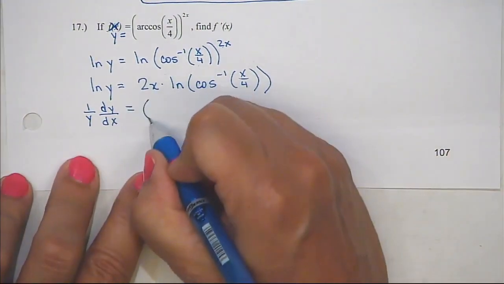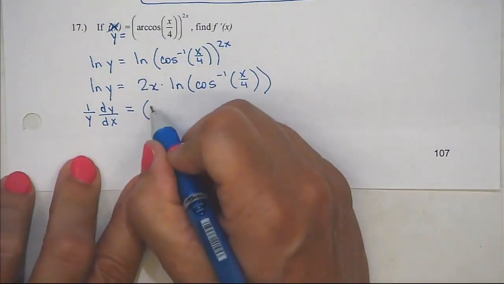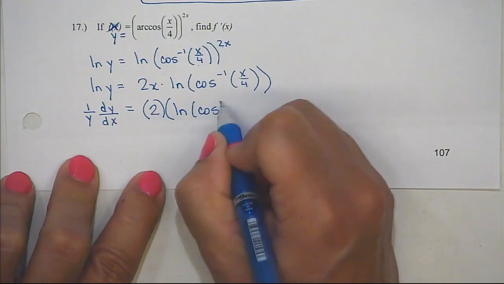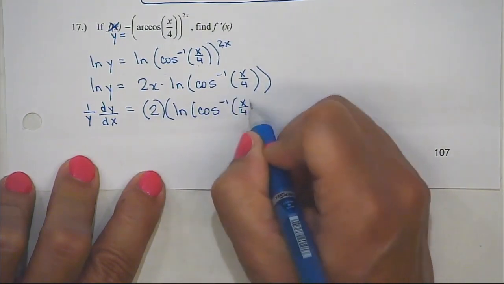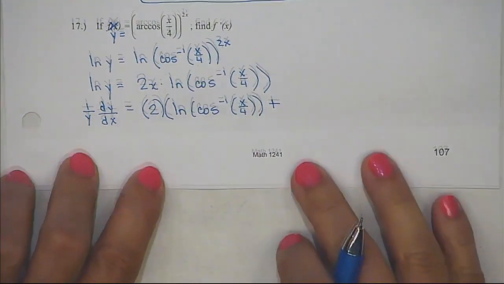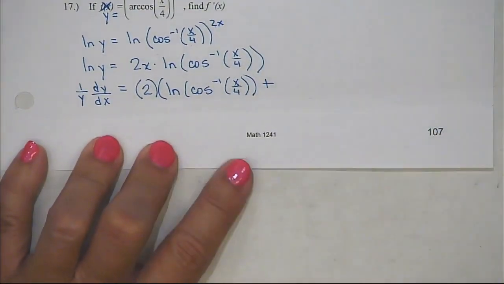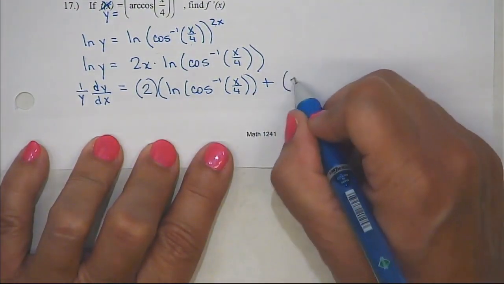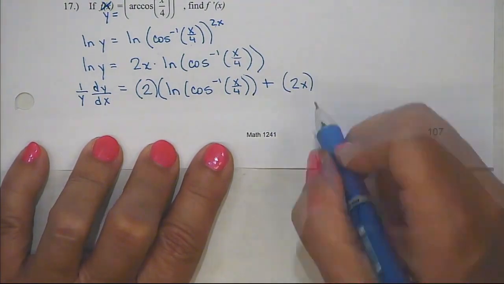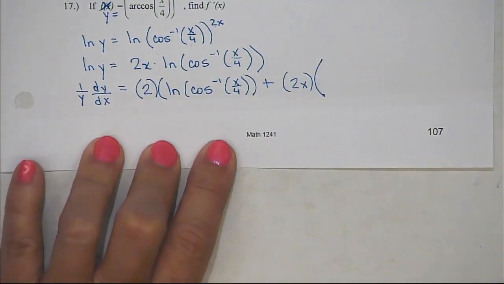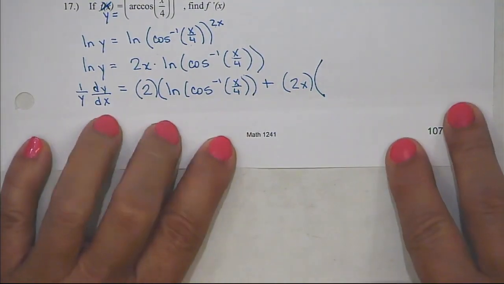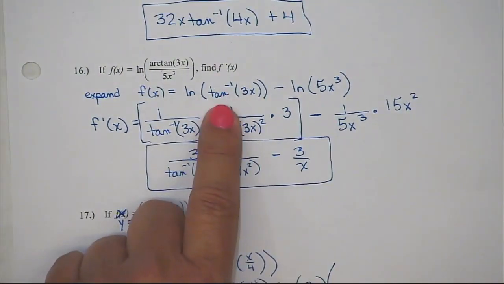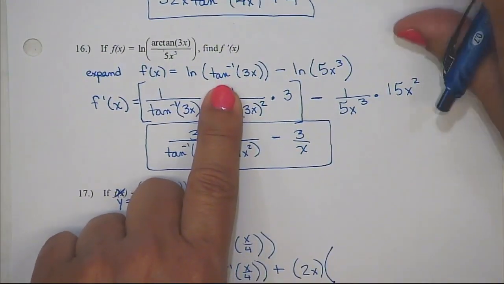Okay, so we'll start easy. Derivative of the first, so the derivative of 2x is 2. Leave the second alone. Okay, so that was the fun side. All right, and now we'll do derivative of the first, 2x. Okay, so now we're going to do the derivative of the natural log of the inverse cosine of x over 4, which is similar to kind of what we did here, right? So kind of like 16.